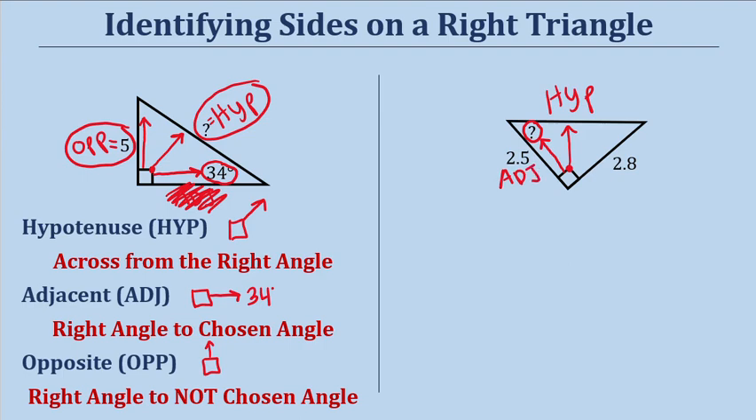For my opposite side, I'll go from the box to my remaining angle. So from this side to this empty angle that I didn't choose, I'm going to call that side my opposite. So here I have an opposite of 2.8, an adjacent of 2.5, and a hypotenuse that I don't know and also don't want. So this is going to be completely unimportant when I'm solving this problem. I only have the adjacent and the opposite while I want an angle.